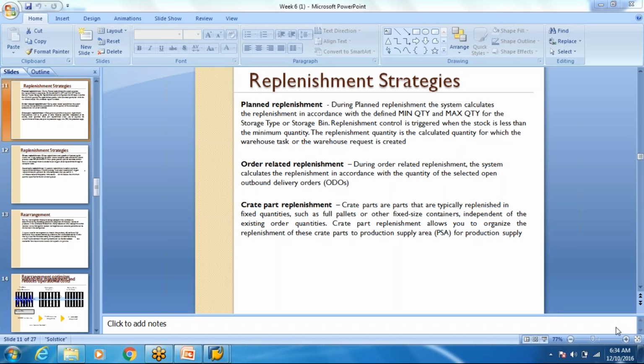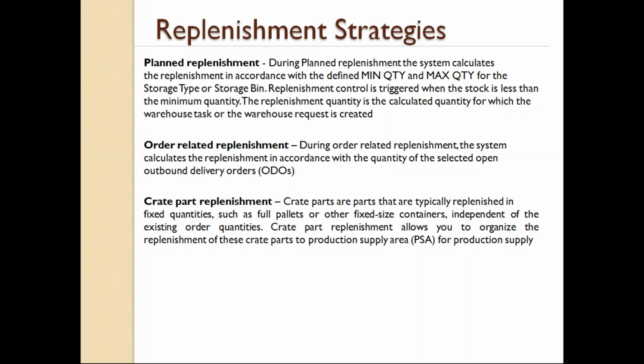Okay, alright. So, yesterday we discussed replenishment. We understood what replenishment is and we tested plant replenishment, where we maintain the minimum and maximum quantity and replenishment quantity, and whenever the stock was below the minimum quantity, we used to run the program and it used to calculate the replenishment quantity and create a warehouse task, and we used to confirm the task.